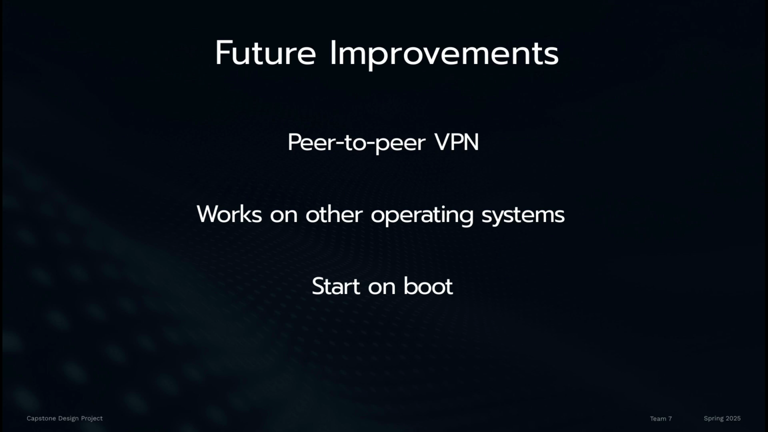So what are possible future improvements that we can do? Well, one is peer-to-peer VPN, which will be much better than centralized VPN because we can more directly connect to other devices, so the latency will be lower. And also that it should work on other operating systems. Right now, it only works and is tested on Ubuntu devices.